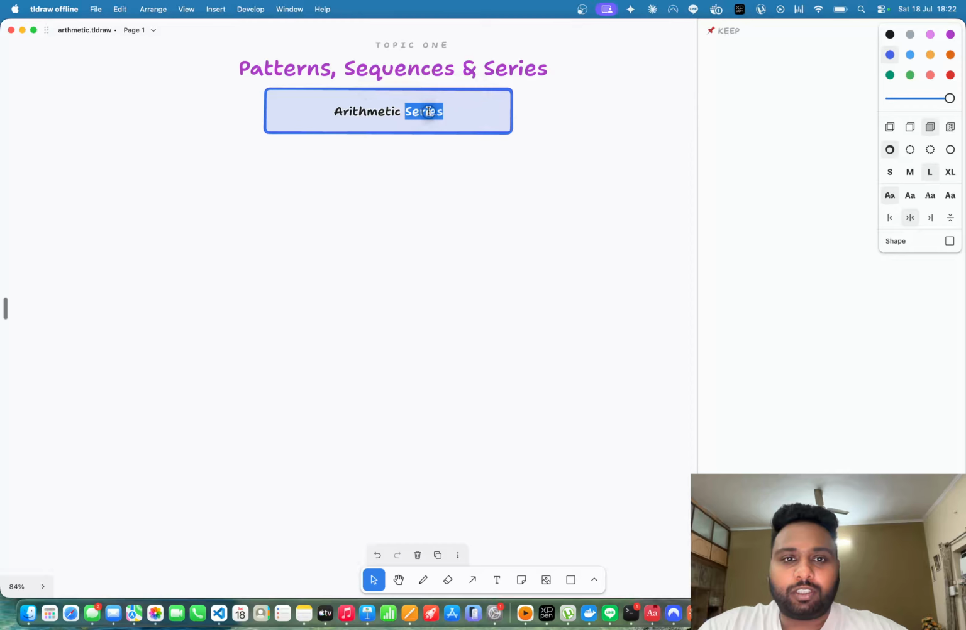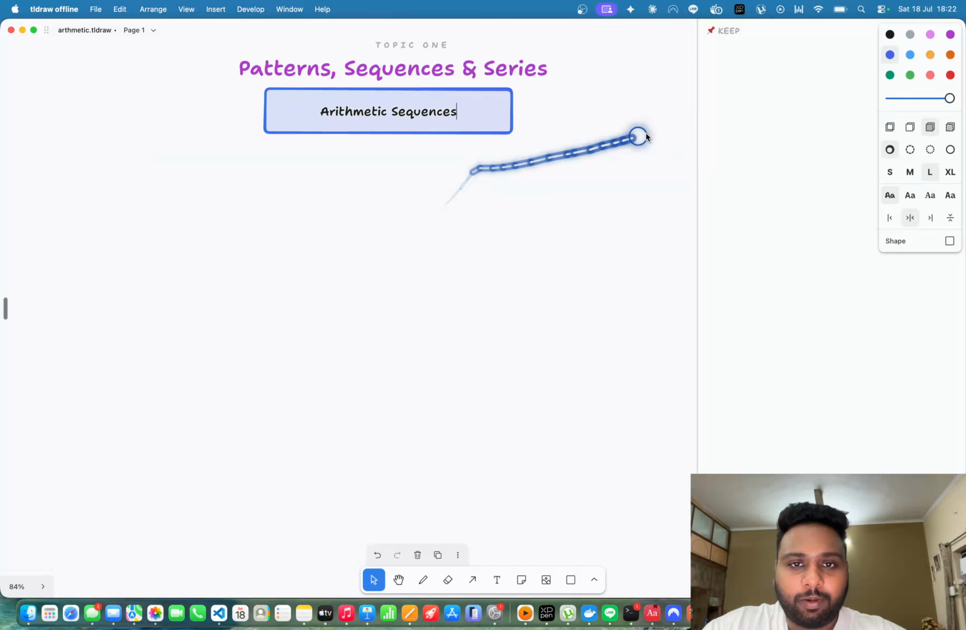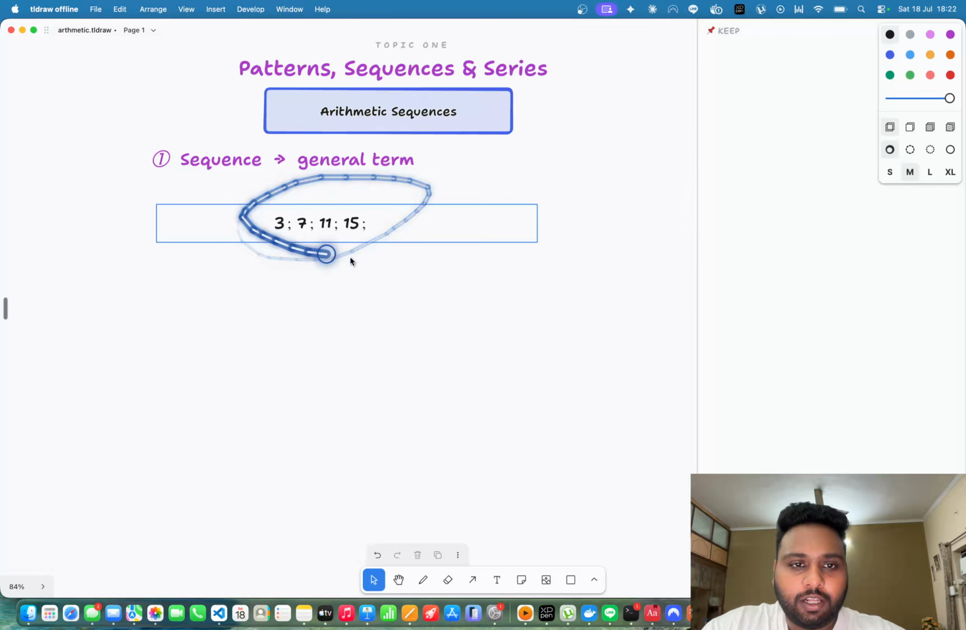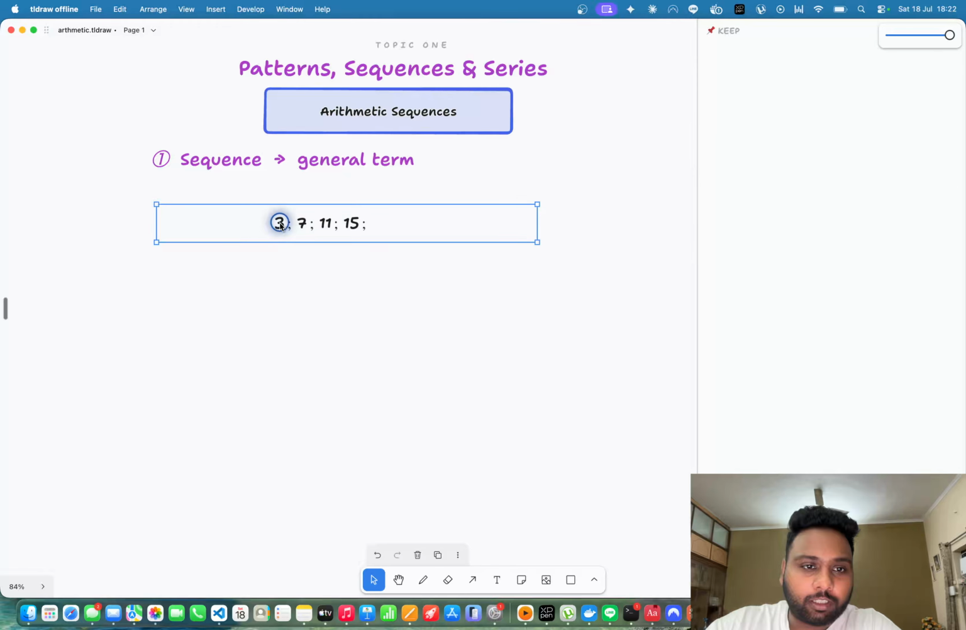So first we are going to start with arithmetic sequences, not series. So what is an arithmetic sequence? Let's say we have a list of numbers. When I look at these numbers for patterns, I need to look at how they are related to one another. As I can see, the difference between them looks like 4. So that is an arithmetic sequence.